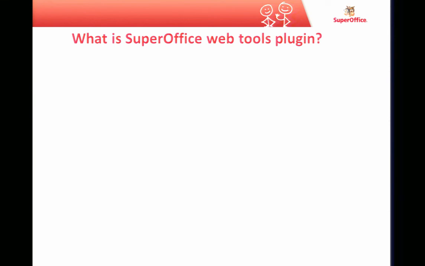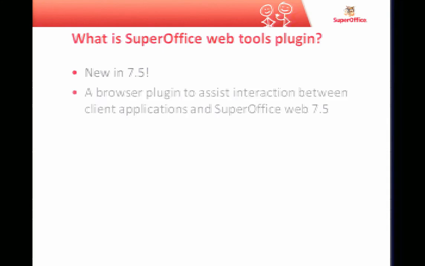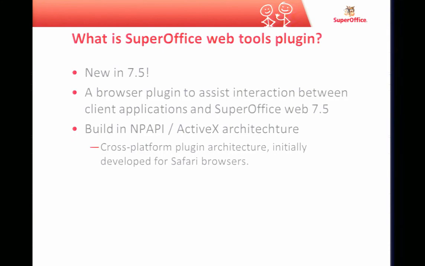So what is it? First of all, it's new in 7.5. It's a browser plugin to assist interaction between client applications, for example, Tray App, and SuperOffice Web. It's built in something called Happy, which is a cross-platform architecture, and also some ActiveX components. It was initially developed for Safari, but it works quite well, so they started using it on the other browsers as well. And then all of a sudden it just became cross-platform.